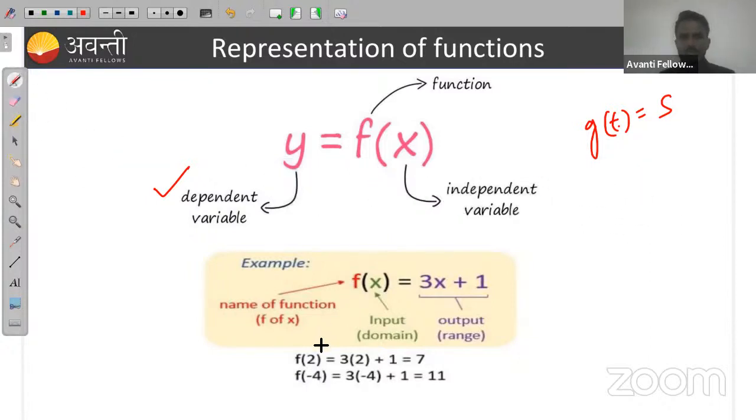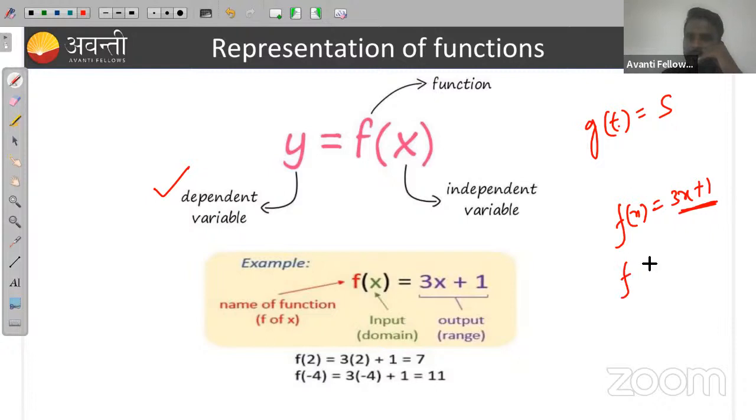So now, input we basically call the domain. Output we call the range. Whatever output we get, that is called the range. And this is basically the name of the function. If you see that f of x is equal to 3x plus 1 is written, that means f is the name of the function and x is your input. Okay, x is your input and this is your output.